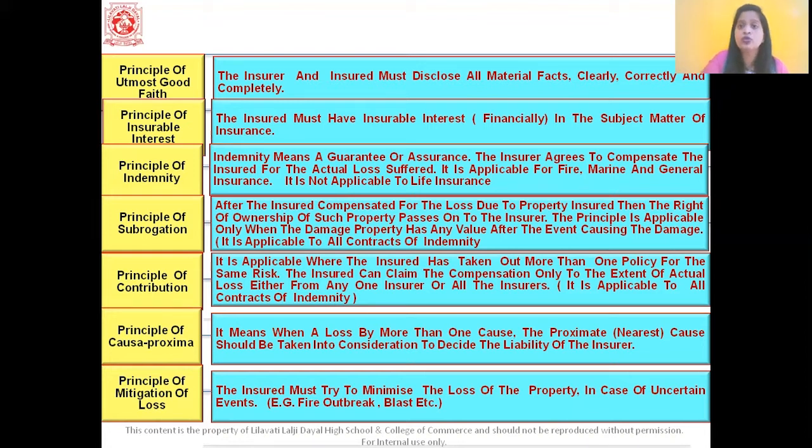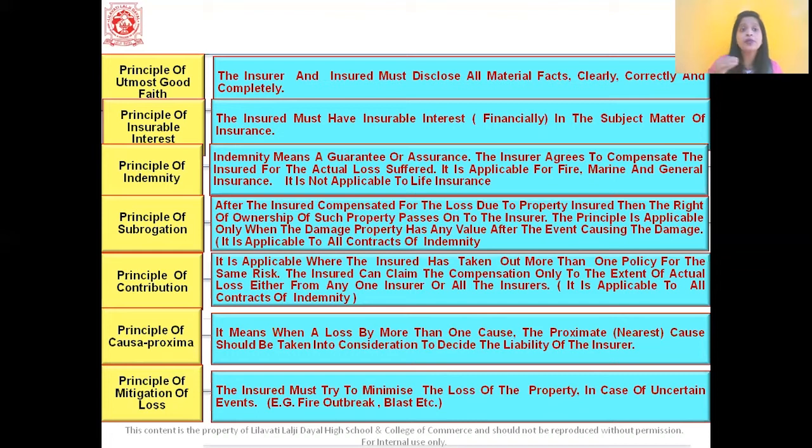Now, a very important concept that you need to remember, students, is the principles of insurance. Here, in the principles of insurance, we need to understand these seven principles. Very important answer, you may say. First one is principle of utmost good faith. Here the insurer and the insured must disclose all material facts clearly, correctly, and completely. There must be utmost good faith between both of them.